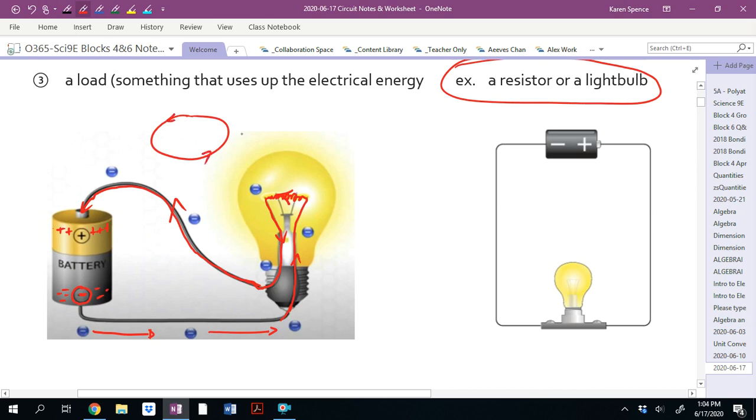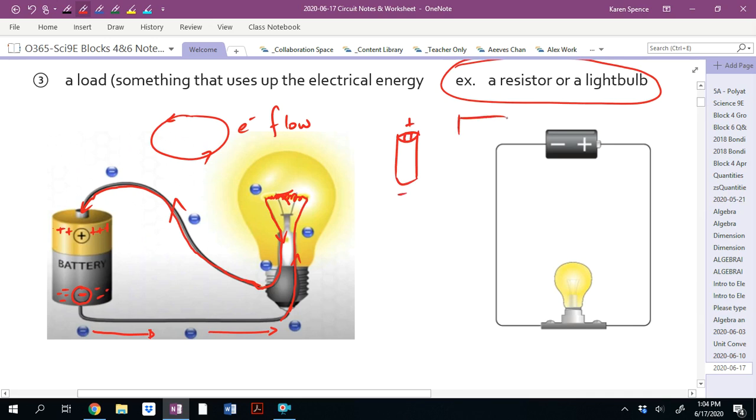Counterclockwise flow of electrons, electron flow. All right, and we could simplify this circuit a little bit, okay? Now, you'll notice what I've done is I've taken the battery, which was like this. You know, we got our positive terminal here and our negative terminal here. And I've just turned it on its side.